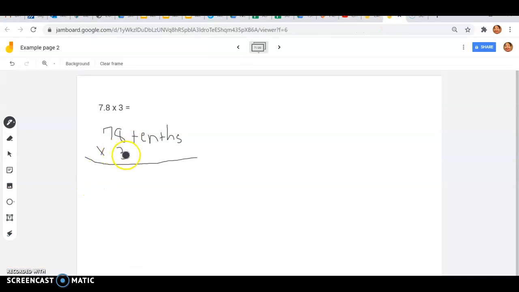Right? So to multiply vertically, we're going to first multiply 3 times 8. So we're multiplying this bottom number by each number at the top. We know that 3 times 8 is 24. We drop our 4. We carry the 2 to the top. Then we do 3 times 7, which is 21. And then we're going to add 2, which then gives us 23. So we now see that we have 234 tenths.